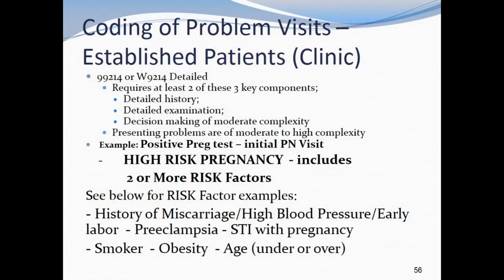Just remember, I forgot to cross out these W codes on these, but just know that you need to use the 99 codes on these for now. But this actually can be a detailed visit because you're going through those risk factors. And if they have 2 or more, then that essentially is a detailed visit because you're going into those issues. They're already pregnant, so it's a positive pregnancy test first. So you know that they have a problem.